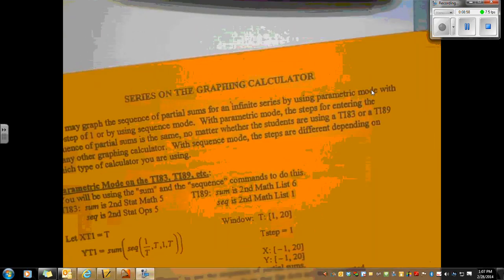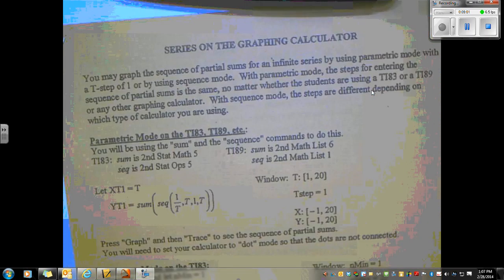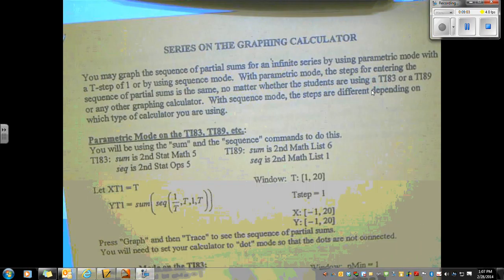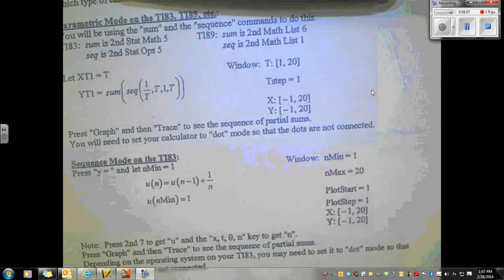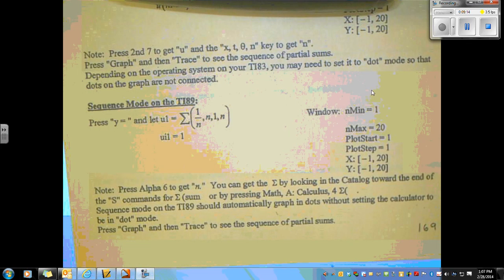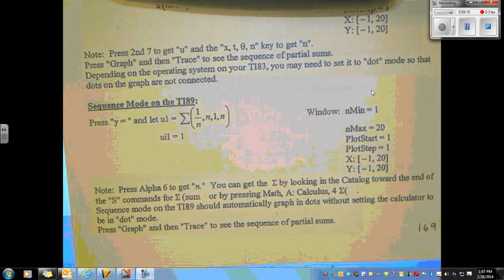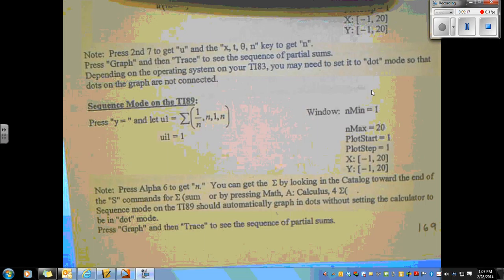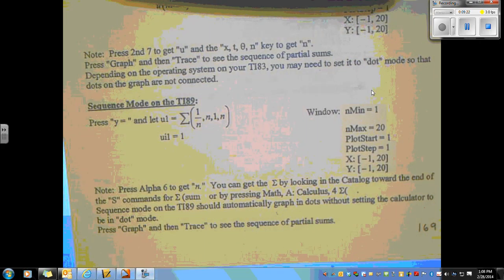Series on a graphing calculator. Let's do parametric mode, or do you want to do sequence and do it on the 89? You want to try this one? Because parametric mode we did yesterday, so let's do the 89 today so that people with the 89 know what's going on. I'm not sure I've ever done this on an 89. I think I always use the other one.